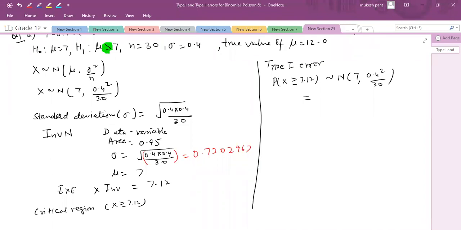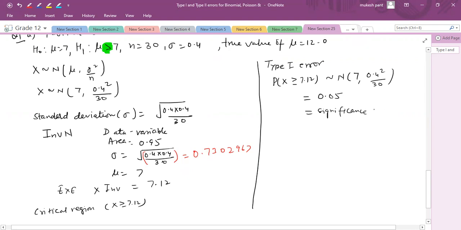When I'm using the calculator, I'm getting 0.05. So you will be surprised: for the normal distribution, the type 1 error is 0.05, and it is the significance level alpha, right? That's why, if you see a question on the normal distribution, it is not asking to find the type 1 error. It's asking only to find the type 2 error.